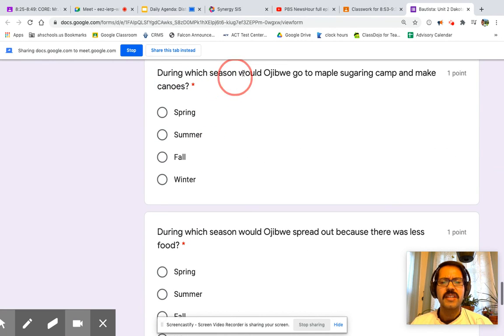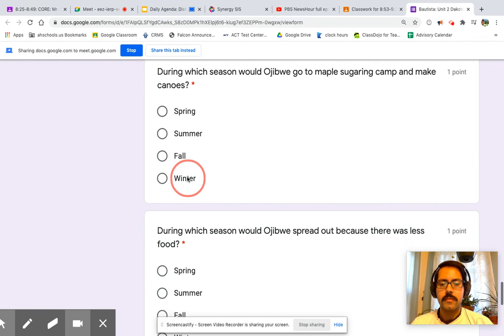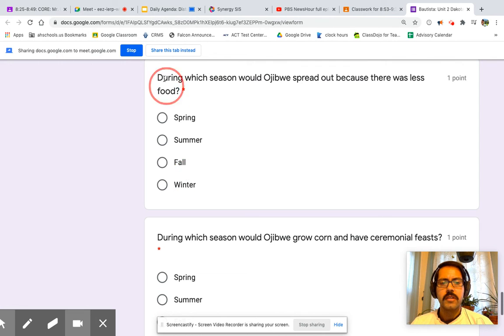During which season would Ojibwe go to the maple sugaring camp and make canoes? Spring, summer, fall, or winter? During which season would Ojibwe spread out because there was less food? Spring, summer, fall, or winter?